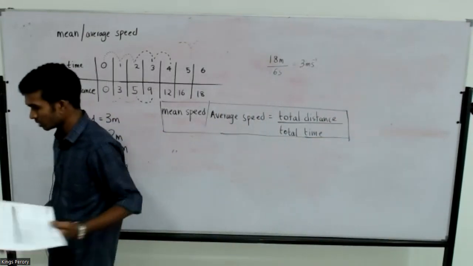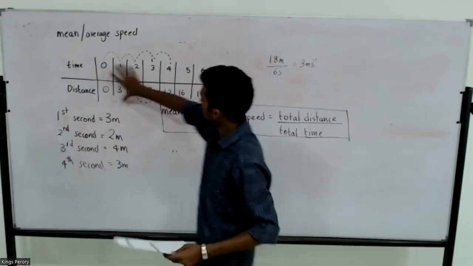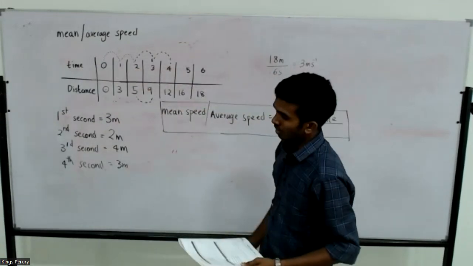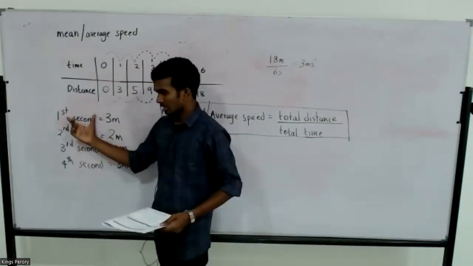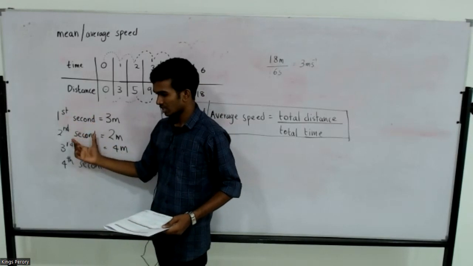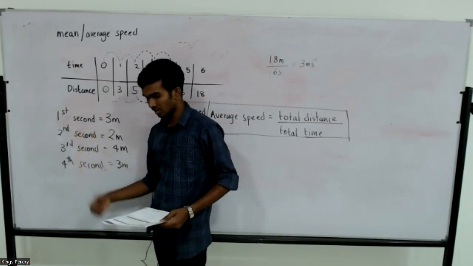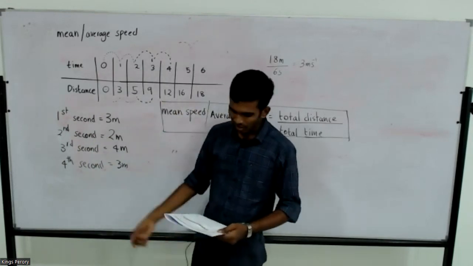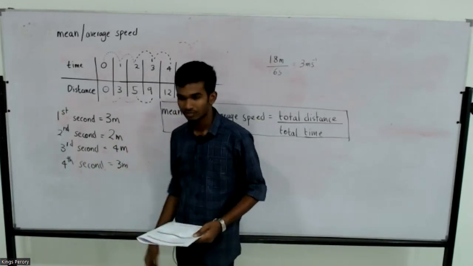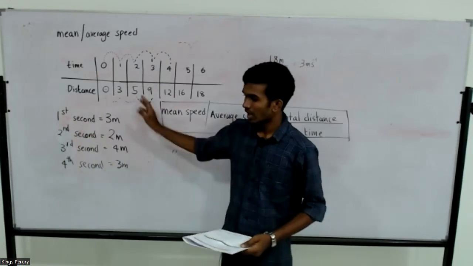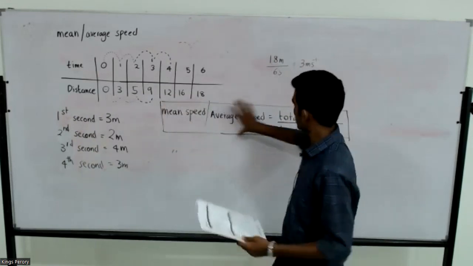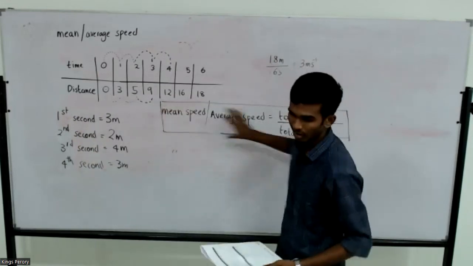Online students, those who don't have the tube, draw the table and write down the distance traveled in the first second, distance traveled in the second second, distance traveled in the third second, distance traveled in the fourth second. Those who have the tube, you just need to fill it. After filling it, write the equation.